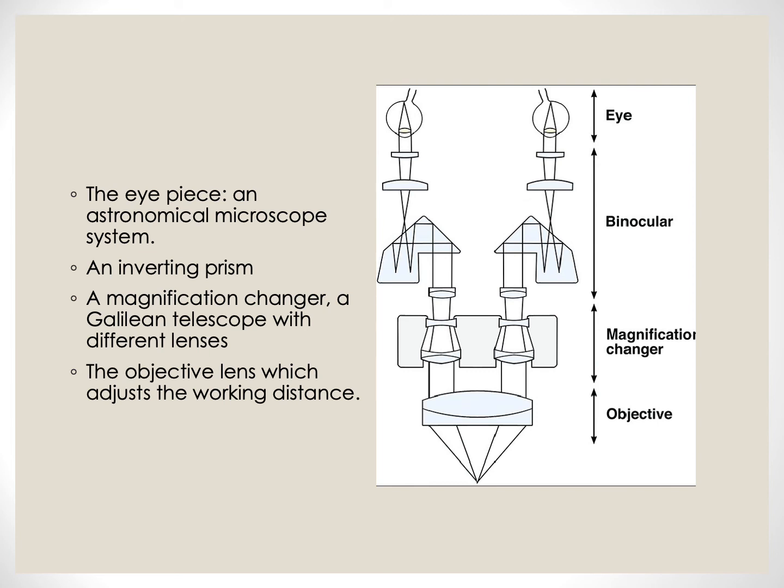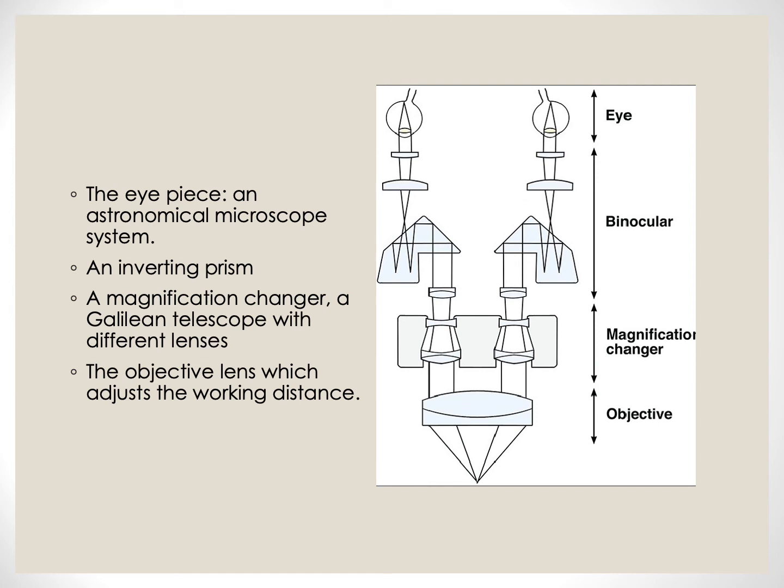If we revise again the components of the operating microscope, we'll find that it is composed of the eyepiece, and then a pair of inverting prisms or porro prisms, and then the magnification changer, which is composed of a Galilean telescope, and then finally the objective lens, which adjusts the working distance of the microscope.